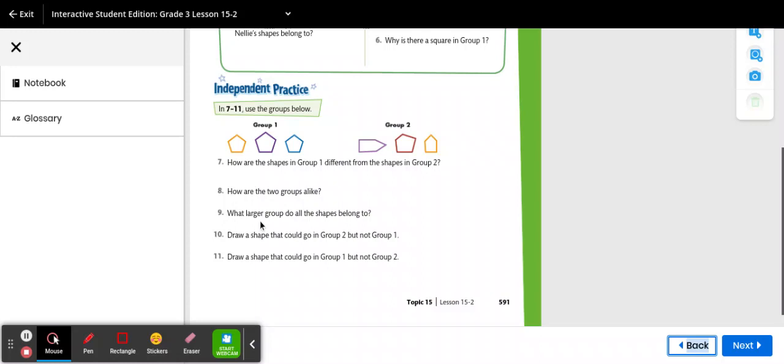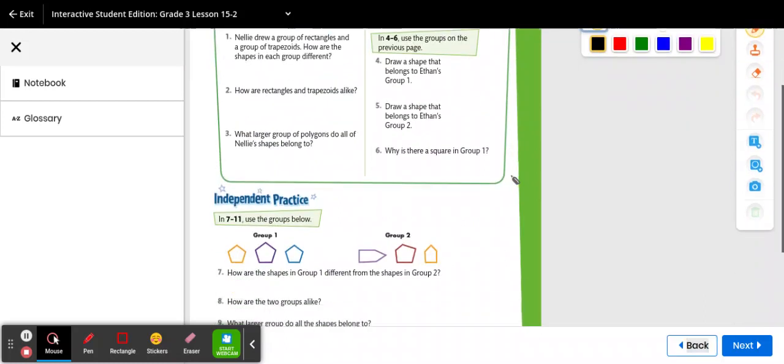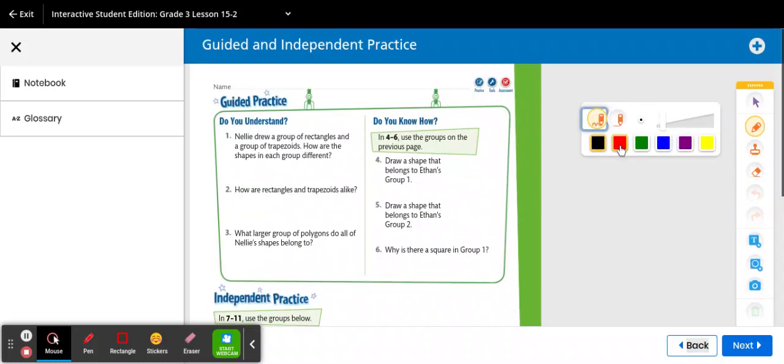Number 9, which larger group do all the shapes belong to? That means, what's the name of these 5-sided shapes? They are called, yes, that's right, pentagons. And on number 10, draw a shape that can go into group 2, but not in group 1. Let's see if I can try. You can do this.